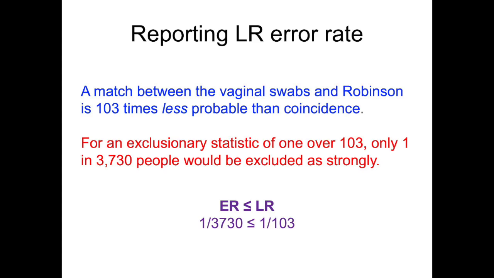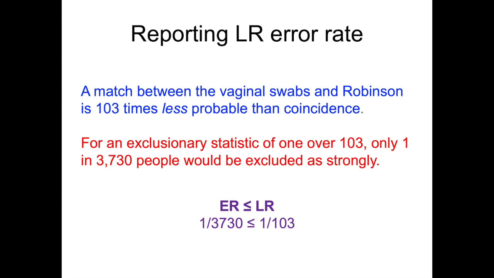And now we report an exclusionary statistic like this. A match between vaginal swabs and Robinson is 103 times less probable than coincidence, still using a number like 100 instead of 1 over 100. And in red, this is our exclusionary language. For an exclusionary statistic of 1 over 103, the likelihood ratio, only 1 in 3,730 people would be excluded as strongly. This is where we're using that 1 in feature in the distribution window.